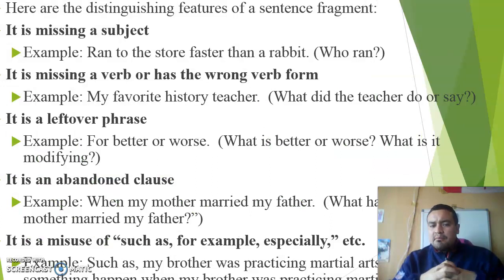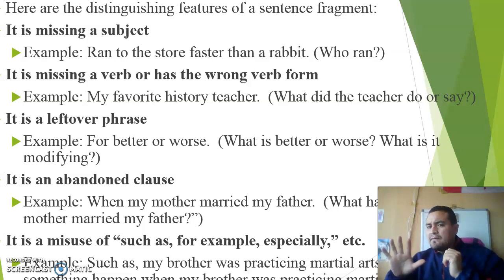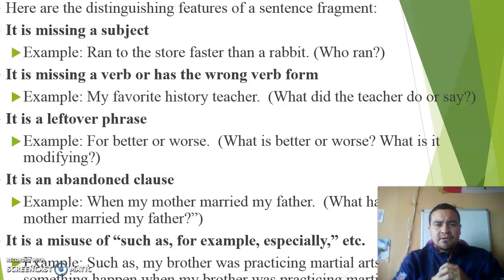There are 5 types of mistakes that we make when it comes to sentence fragments. The first is when the subject is missing. Example: "Ran to the store faster than a rabbit." Who ran? The subject is missing. Next is when it's missing a verb, or it has a wrong verb form. "My favorite history teacher." What did the teacher do or say? It doesn't say. It's a leftover phrase.